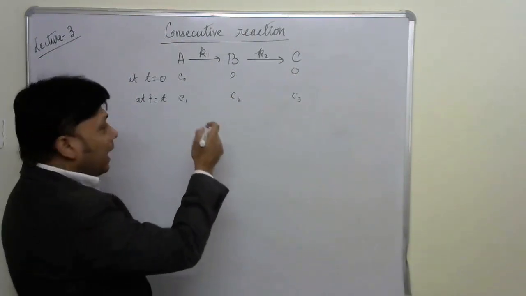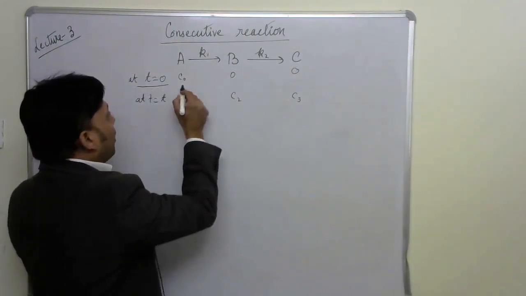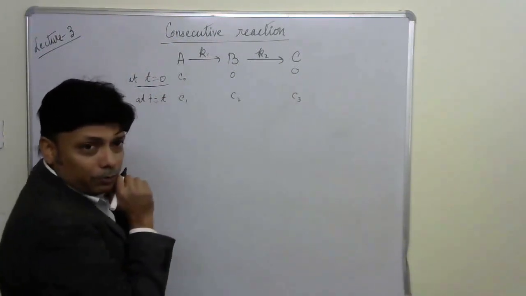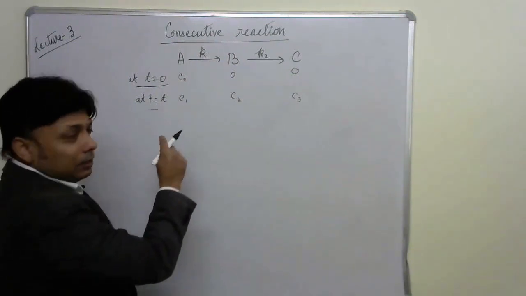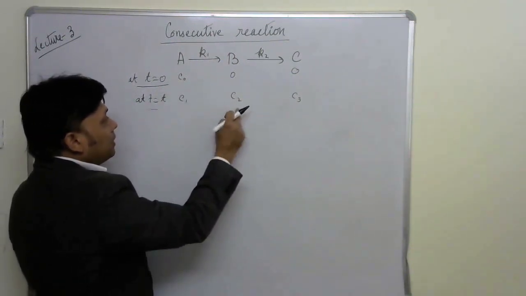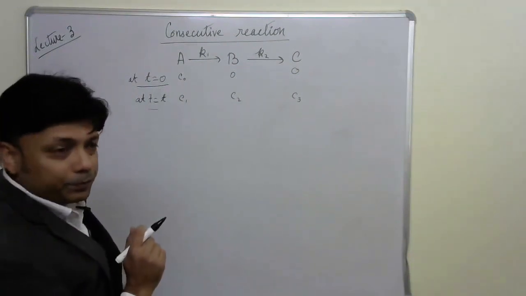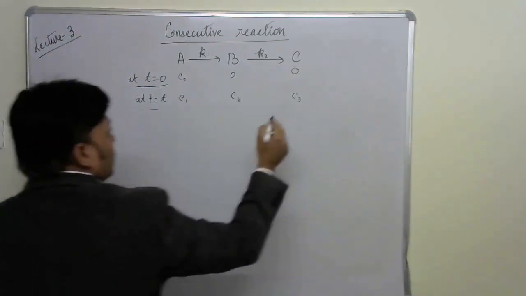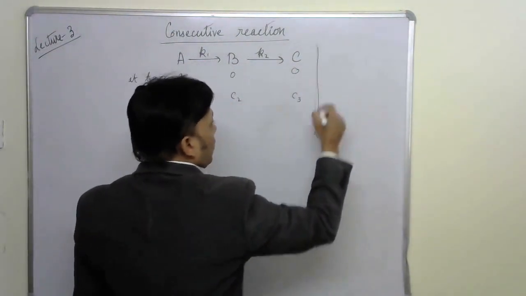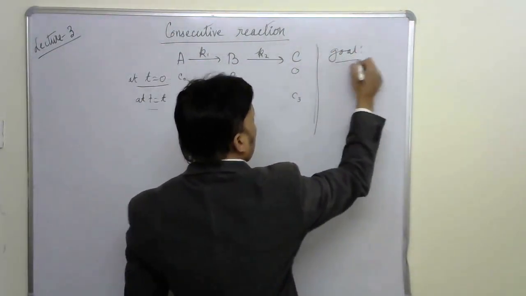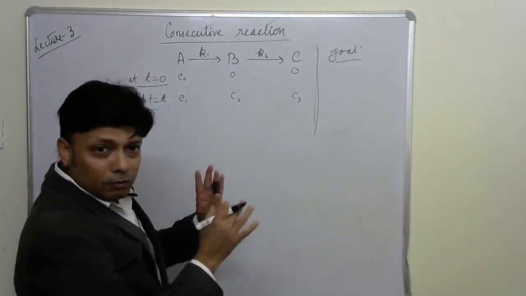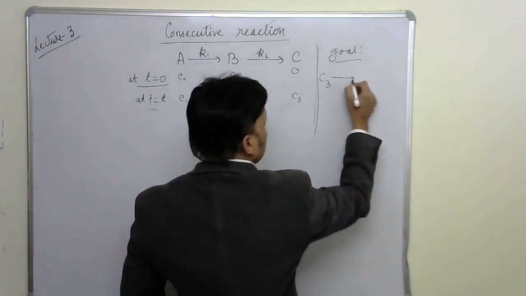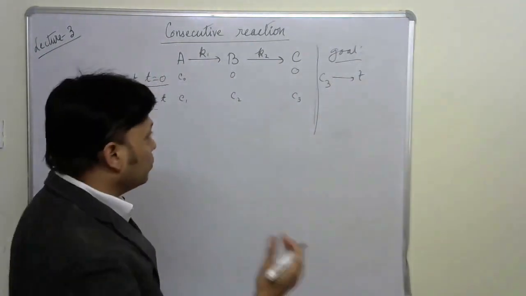Before we begin, once again, at time t equal to 0, we have the initial concentration of A as C0, and B as 0 and C as 0. And at time t equal to t, it changes, so A becomes C1, B is C2, and C becomes C3. So our goal, let's write our goal over here, is basically to frame an integrated rate law where we can connect C3 with the time t.